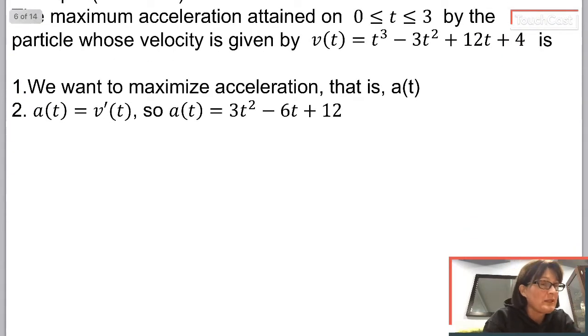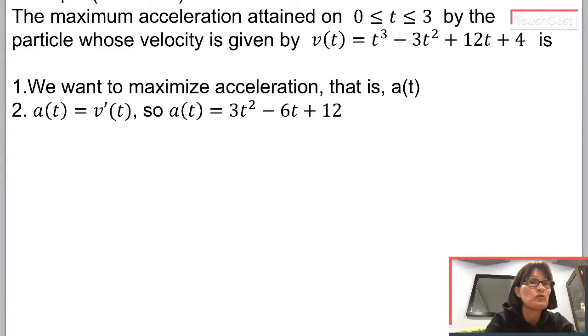So I'm going to need a formula for acceleration. Well, here, it's not too tough. I've been given the velocity, and I know that acceleration is the derivative of velocity. So the quantity I want to maximize is acceleration. I'm going to take the derivative of velocity, and now I have my a function. A of t is 3t squared minus 6t plus 12.